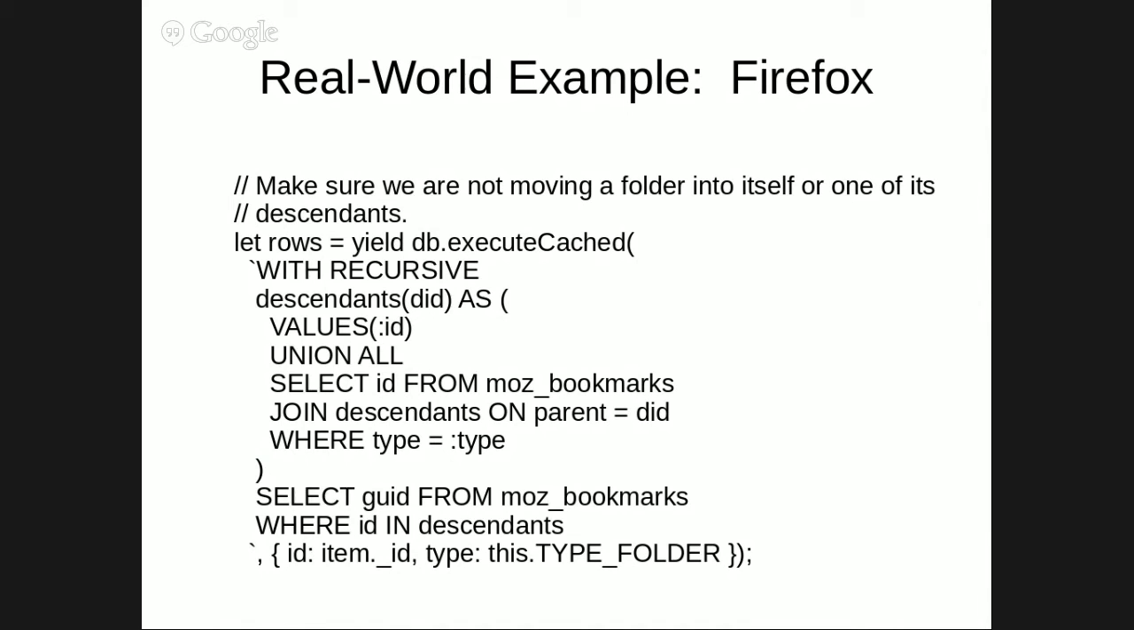So this is part of the operation when you're dragging a file or a folder from one place to another. And it actually queries the database that stores all your bookmarks to verify that you're not creating a loop in your directory hierarchy using a recursive common table expression. I thought that was really cool when I saw this. Yeah, this would be a real pain to do if you had to write application code.